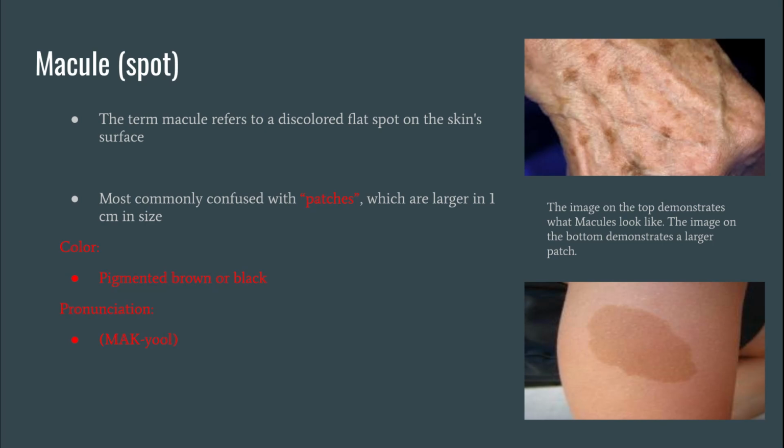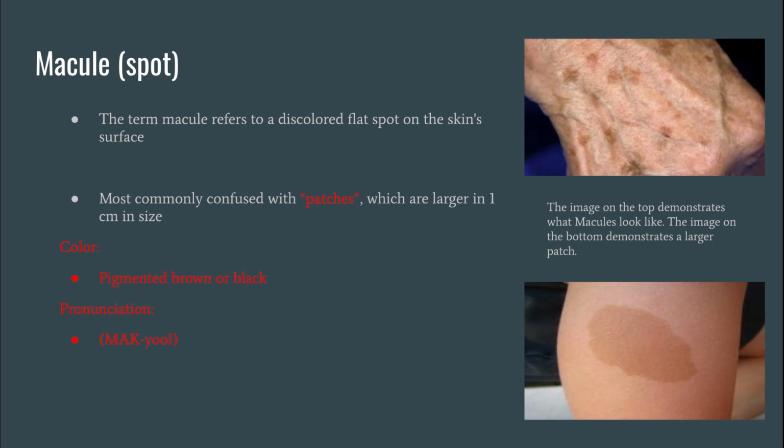Macule. A macule is a discolored flat spot on the skin surface. Another way to remember this term, macule, would be spot. In order to be a macule, the flat discolored spot must be less than 1 centimeter in diameter. An example of a macule would be a sunspot, age spot, or freckles, an example on the right-hand side.